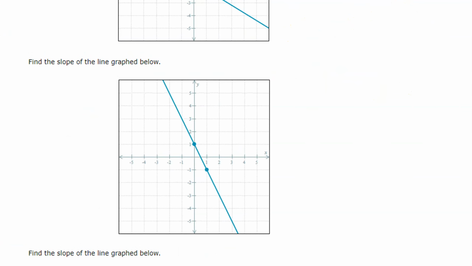Okay, let's try 2 more. So if I start here and I end here, I have to go right 1, down 2, right 1, down 2. So up, down is my rise. So I've got down 2. And then left, right is my run, and I've got right 1. So we'll attach our pluses and minuses. Down is negative. Right is positive. So -2 divided by +1 is -2.